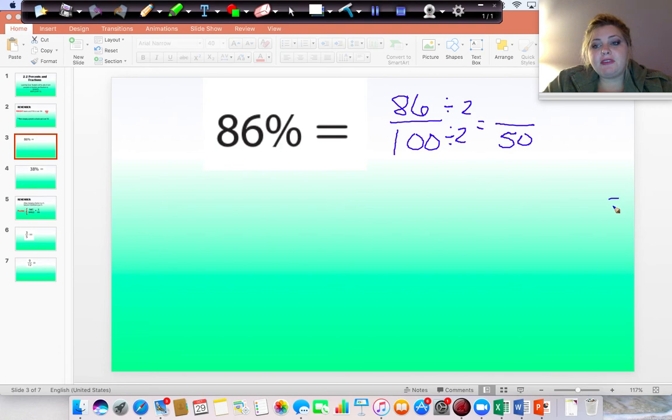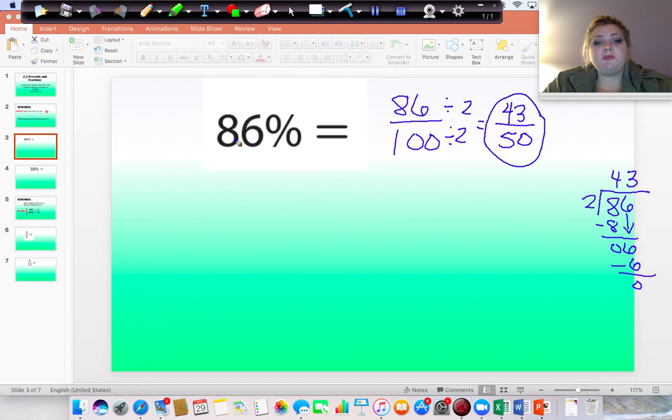And 86 divided by 2, you can do off to the side. 2 goes into 8 4 times. 4 times 2 is 8. Subtract and you get 0. Bring down your 6. 2 goes into 6 3 times. 3 times 2 is 6. Subtract and you get 0. So 43 out of 50 is what this reduces to. So 86% is either 86 over 100 or 43 over 50. Both of those answers would be correct.